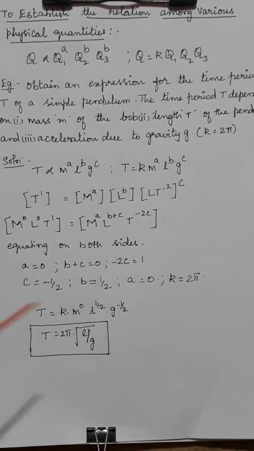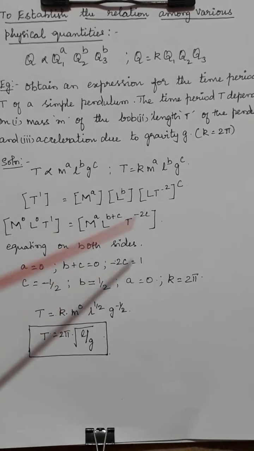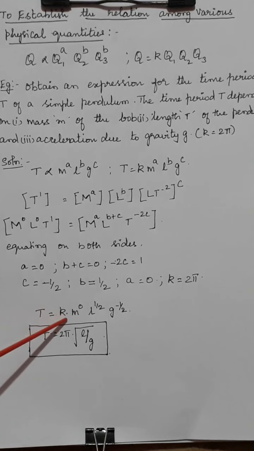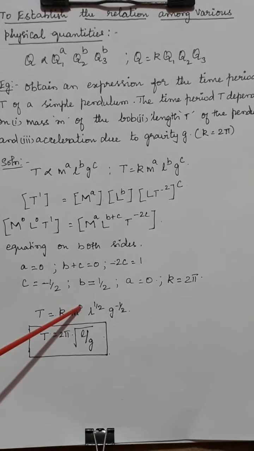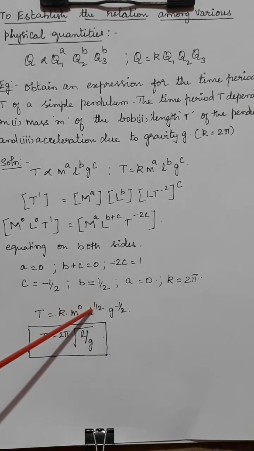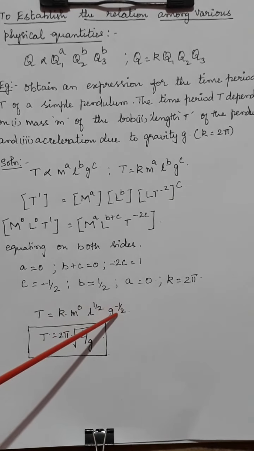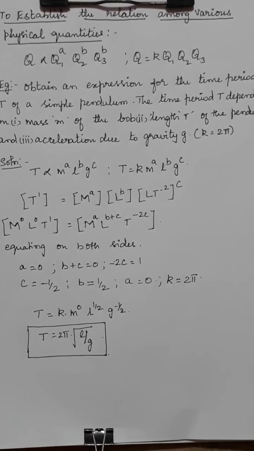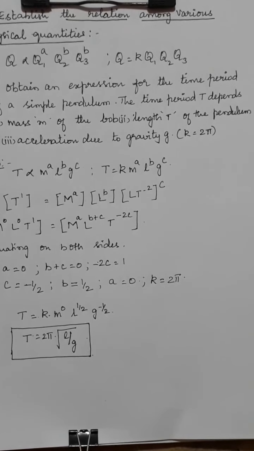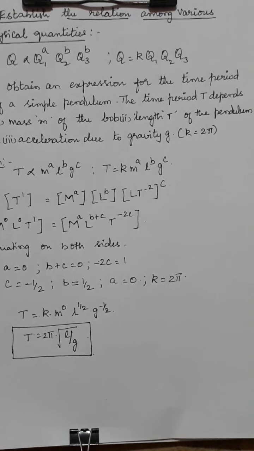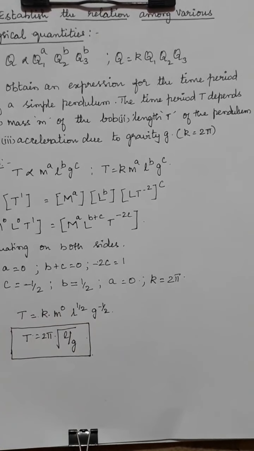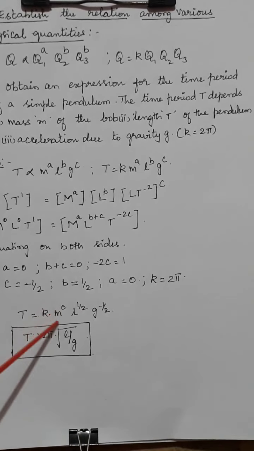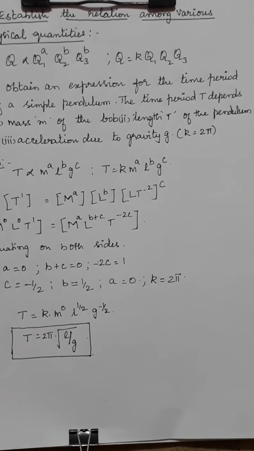Now I am going to substitute these values in the first equation. So there I get t is equal to k into m power a, so 0, l power b, so 1 by 2, g power minus 1 by 2. What does the minus sign indicate? It means it is going to be in the denominator. Then what is power half? It's nothing but root. Both l and g are going to be in the root, but g is in the denominator. M power 0 is 1, so that need not be mentioned here.